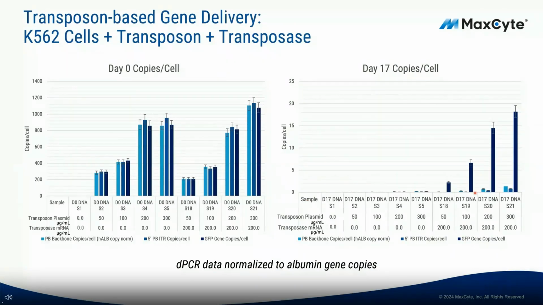And then if you have the transposase, you can control the copy number by the amount of DNA transposon that you're co-transfecting. So with the lower DNA, you'll get lower copy numbers, up to 2 copies per cell, whereas if you increase the amount of DNA transposon, you can get over 15 copies per cell.